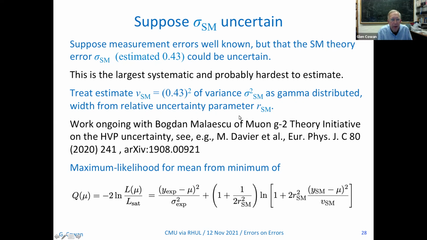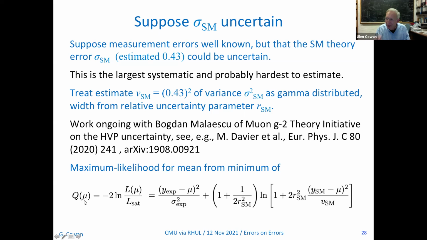I am in contact with the people who have produced the theoretical prediction, in particular Bogdan Malescu. And so we're trying to come up with a more well thought through statement of what the appropriate error on the error is. Okay, so the model in this particular case boils down to just having an ordinary quadratic term in the log likelihood for the measurement, because I'm saying that its variance is known, whereas I have this logarithmic term for the theoretical prediction. That's the thing I minimize, which basically gives me an average of the prediction and the measurement.